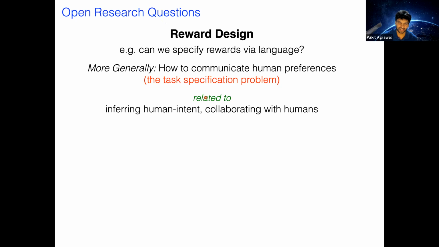So in this research area of how we communicate human preferences, instead of spending all of our time on writing better algorithms, maybe we should think a lot more about how we are going to tell machines what the machines should be doing.